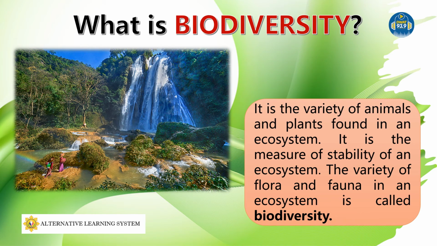It is a variety of animals and plants found in an ecosystem. It is the measure of stability of an ecosystem. The variety of flora and fauna in an ecosystem is called biodiversity.